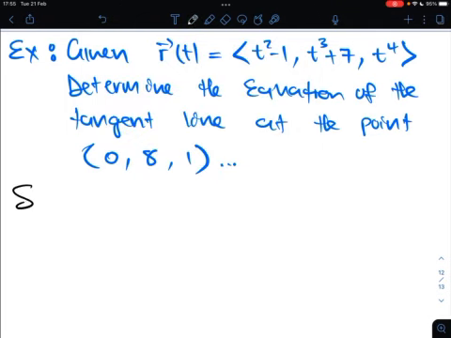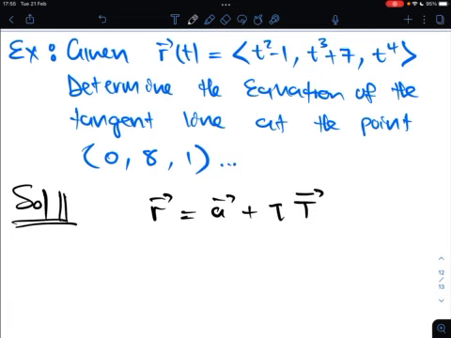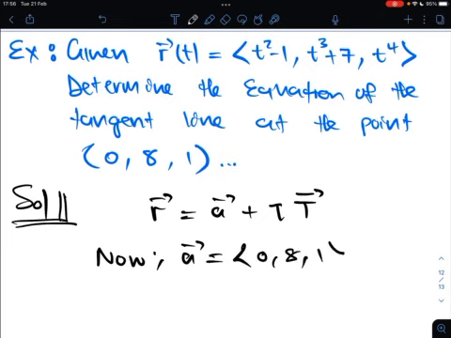To solve for that, we proceed as follows. We know already that the equation we're trying to look for has this form: r of tau equals a plus tau times T. So we have to find the unit tangent vector, because the point is already given. Now what is a? a is the given point. If you take that point, (0, 8, 1), and write it as a vector, that's your point. Tau is tau, so we have to find T.